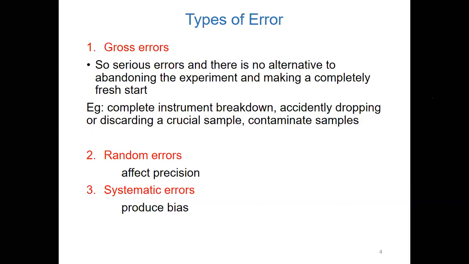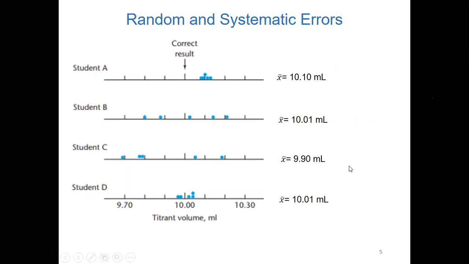Actually, these random errors affect the precision of the measurement or precision of the analysis. We talked about precision under figures of merit, and the systematic errors affect the bias. So we already talked about precision and bias in the last lecture also, but today we will discuss this in detail.